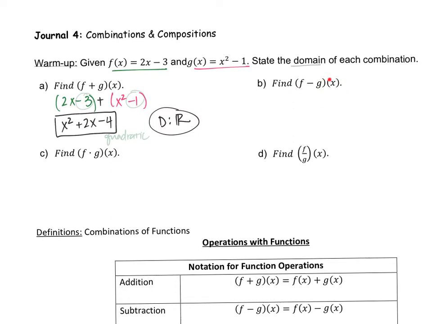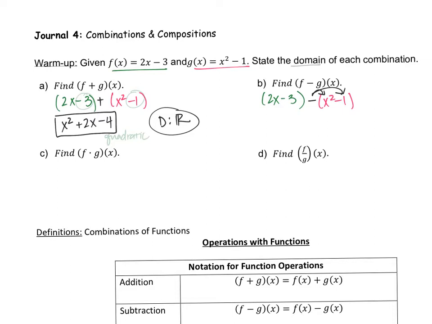Let's try another one here. This one's subtraction. So I'm going to take f. It says here f comes first. So that's going to be 2x minus 3. But this time I have a minus sign and then my g equation, which is x squared minus 1. Now with subtraction, make sure you distribute that negative sign that's in front of that parentheses. And that's why I always like to use parentheses when I'm building a combination function, just in case I need to distribute that negative. So parentheses are always nice to have. Sometimes they can be redundant, but they're always nice to have just in case.